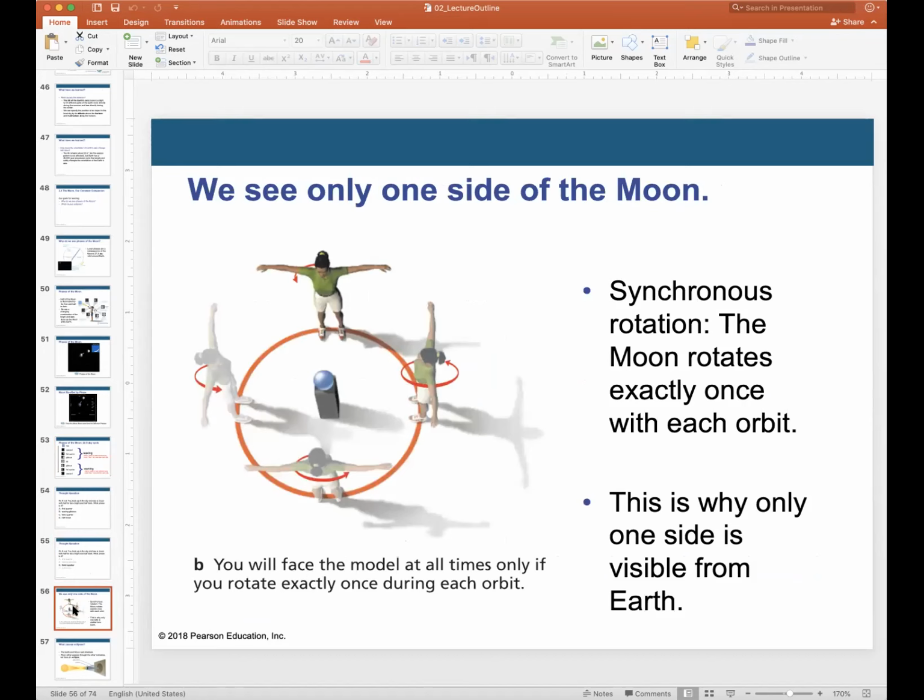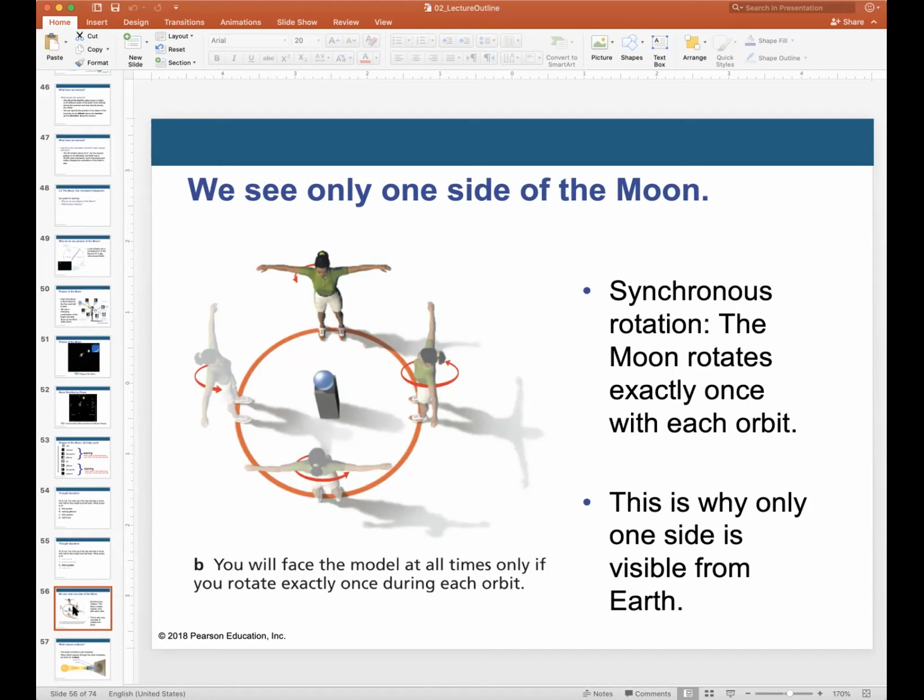Now, we only see one side of the moon. We don't really see the other side. If you're looking at the map of it, the names of those features on the back side of the moon are all in Russian, because the Russians were the first people to send a spacecraft to study what's behind the back of the moon. But we only see one side of it. It's because of its synchronous rotation. The moon rotates exactly once with each orbit. And we will talk about it.